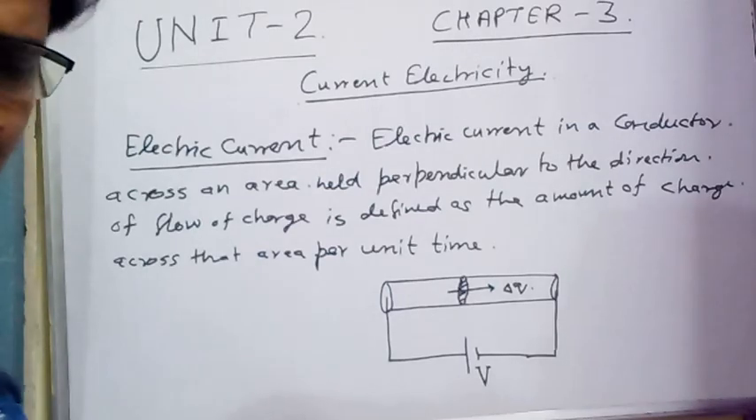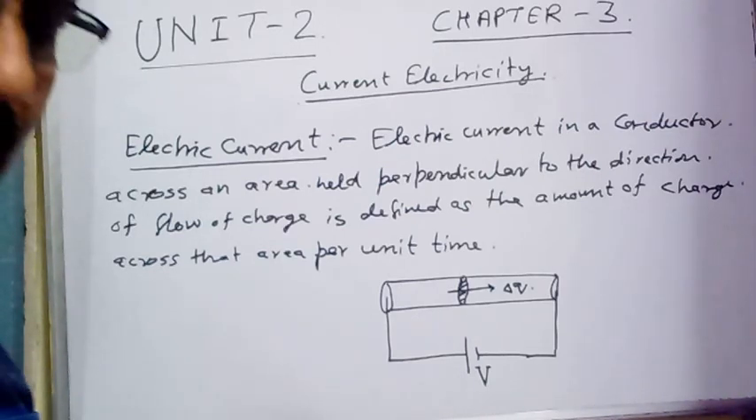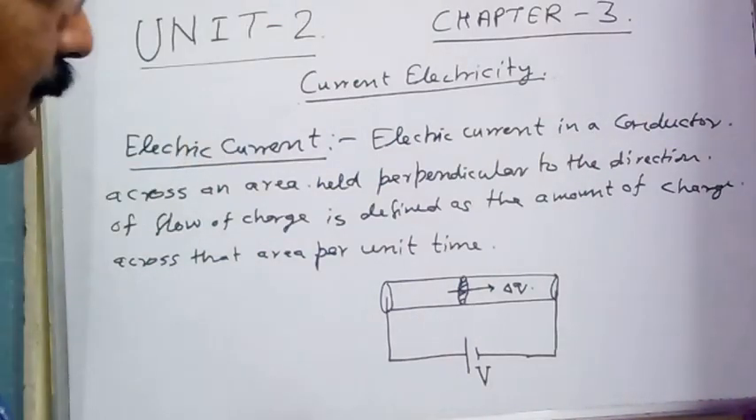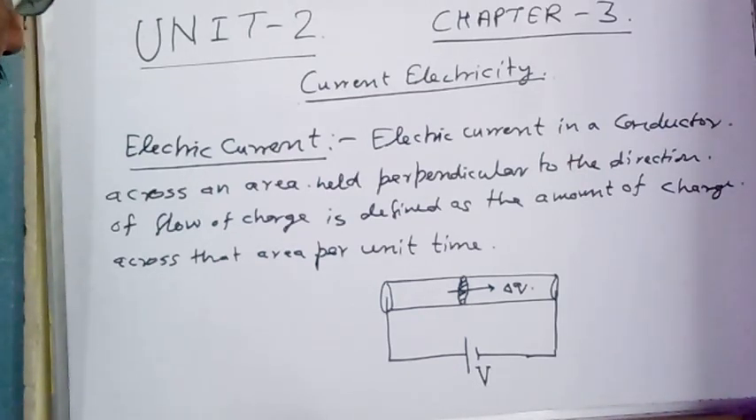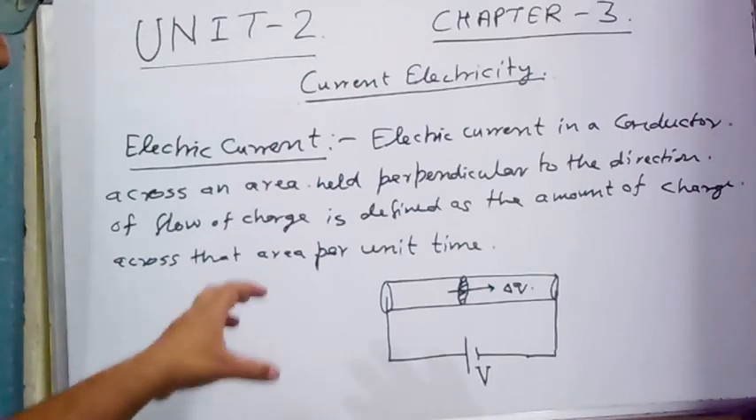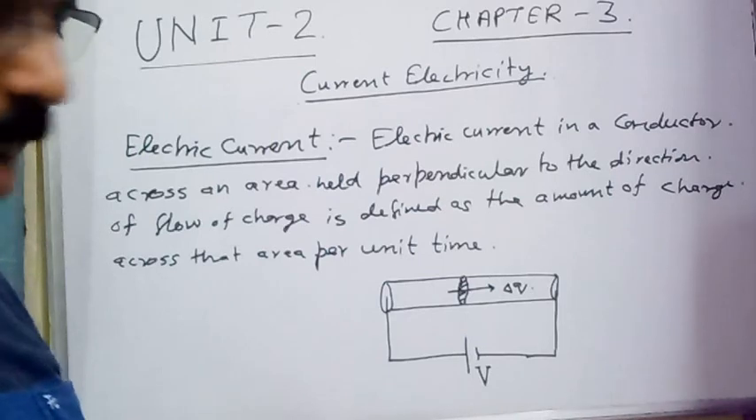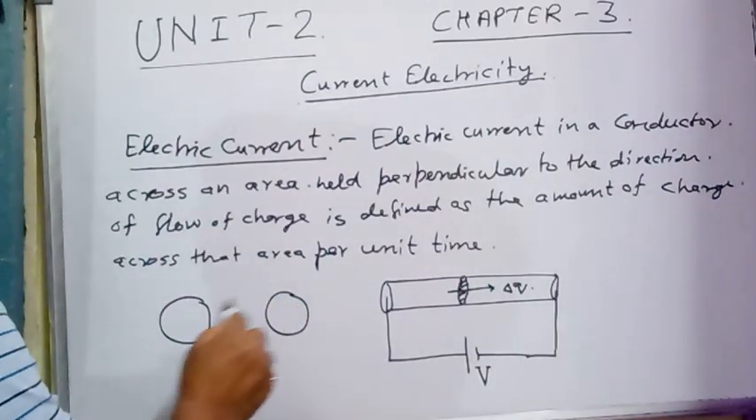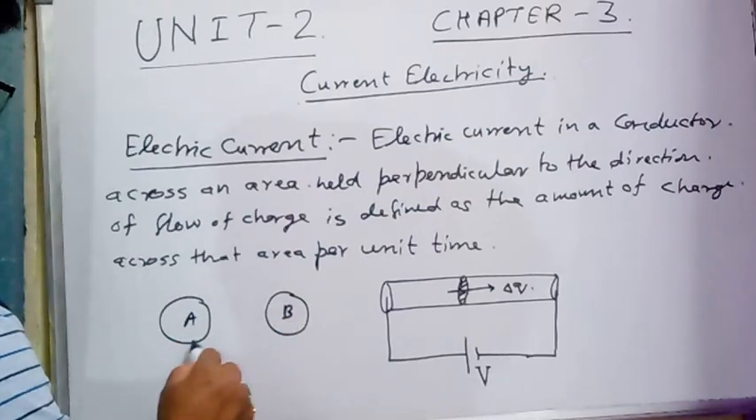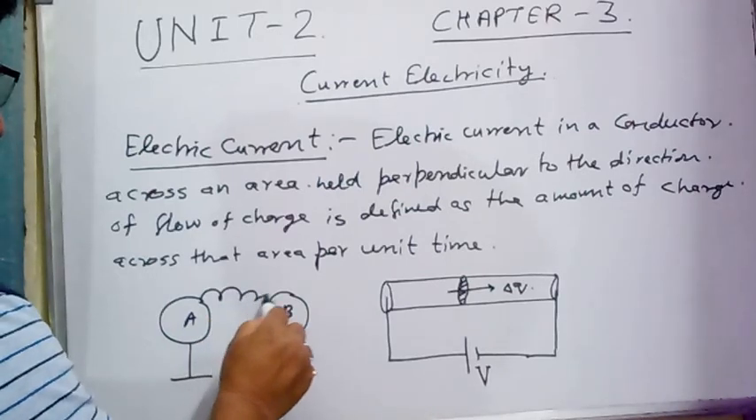So students, you have seen in the previous two videos, we have discussed electric charges at rest. What are the possible effects that can be produced by a charge at rest? But in this video, we are going to study the flow of electric charge. Suppose two conductors A and B are charged to different potentials and they are connected through a conducting wire.